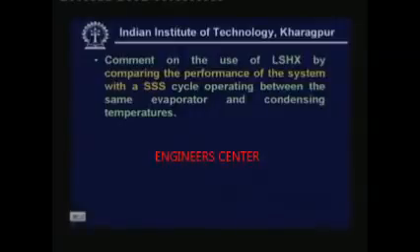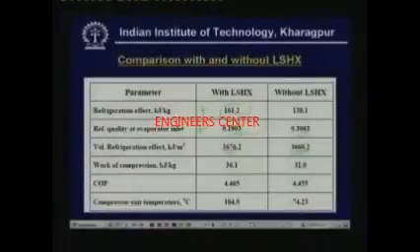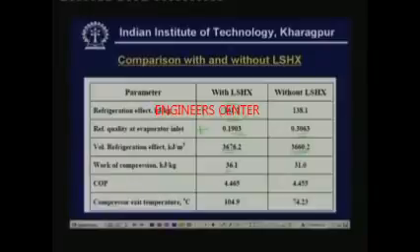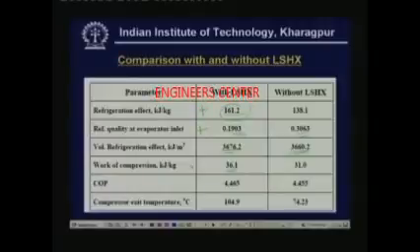We have to make performance comparison between a system with liquid suction heat exchanger and a system without liquid suction heat exchanger. Both of them are operating between the same evaporator and condensing temperatures. Now let us see how. Then work of compression. Work of compression, obviously with liquid suction heat exchanger, work of compression has increased because the isentropes in superheated region are flatter compared to the isentropes closer to the vapor dome. So this is 36.1, this is 31. So this is actually a negative this thing.